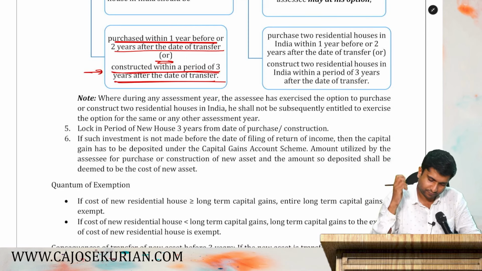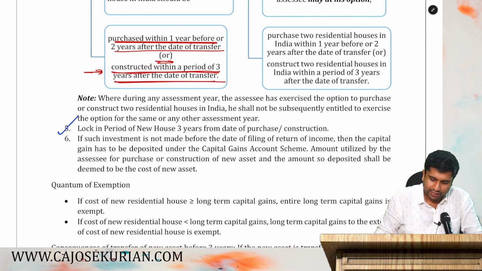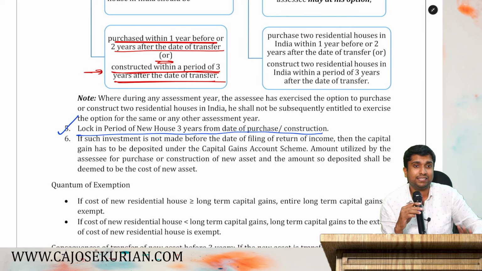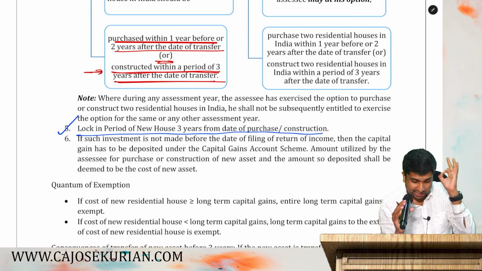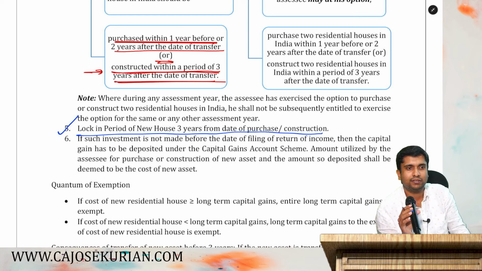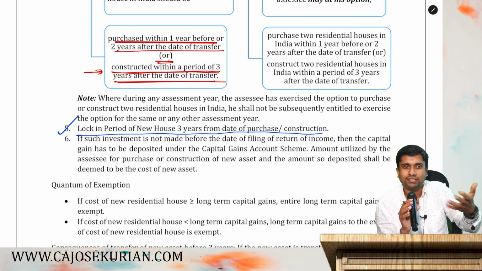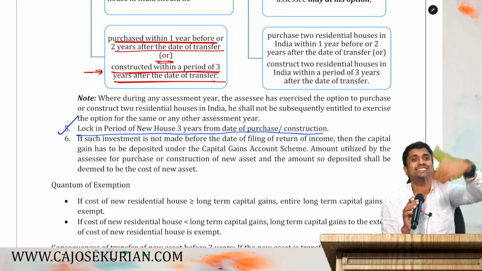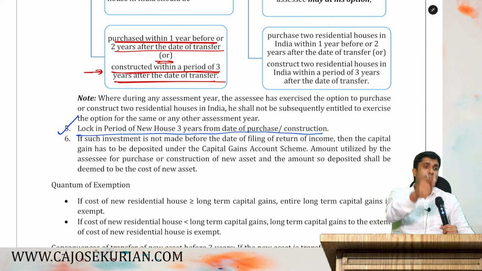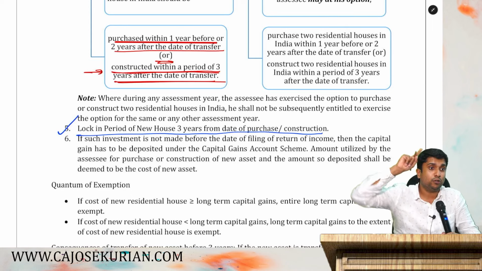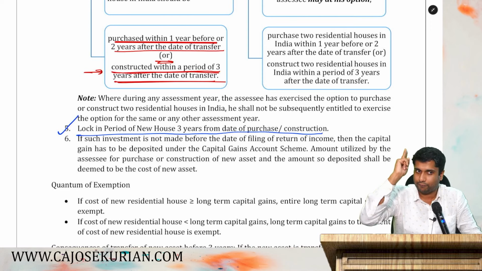Are you all with me? Now, there is another condition. I have to buy a new house or construct a new house for claiming this exemption. Yes or no? Are you all listening? The department says that for the new house, there is a lock-in period of 3 years. What is lock-in period? I am not supposed to transfer that new house, either purchased or constructed, for the next 3 years. You have to maintain that particular house property with you for the next 3 years.